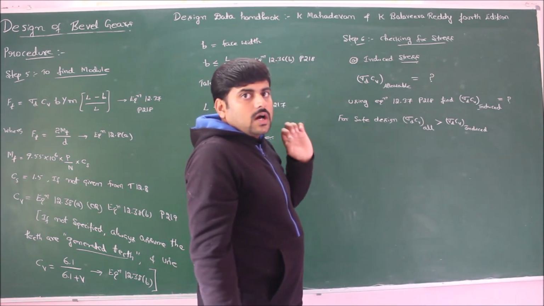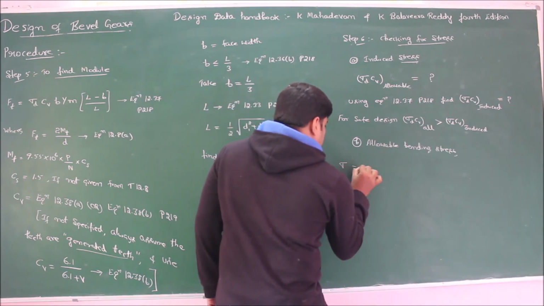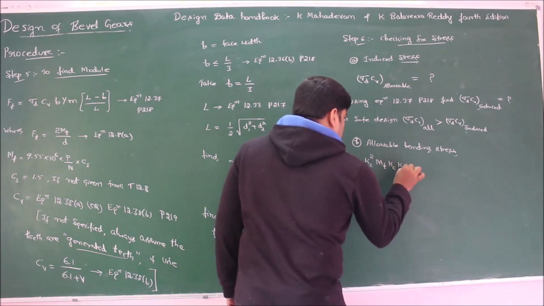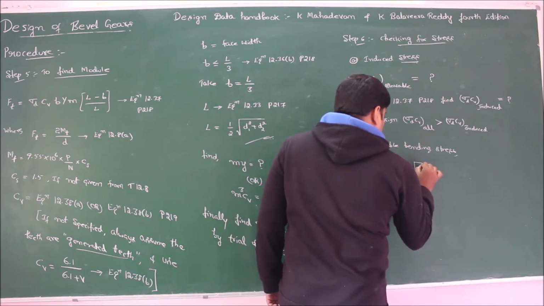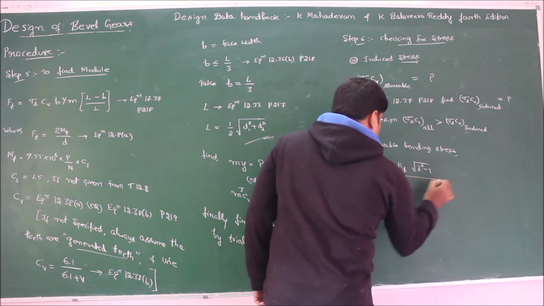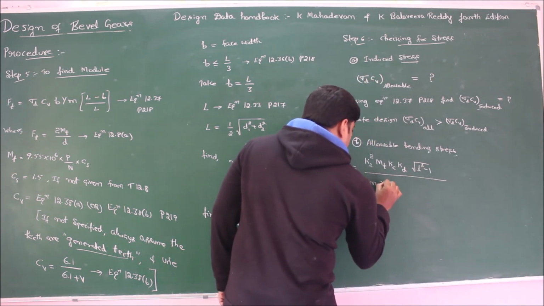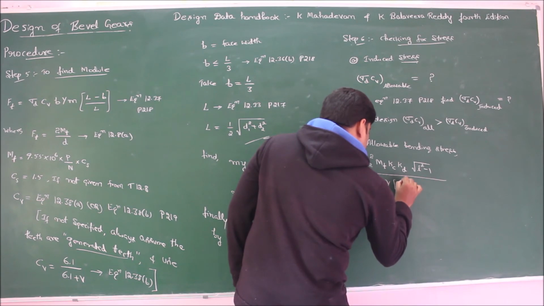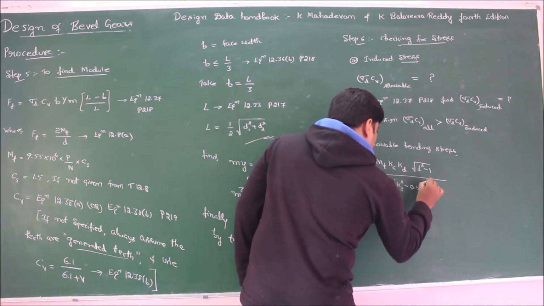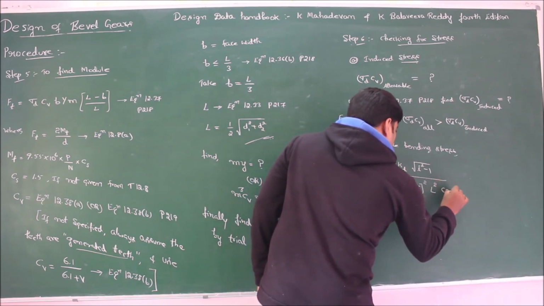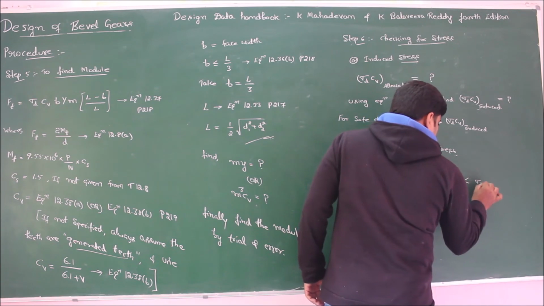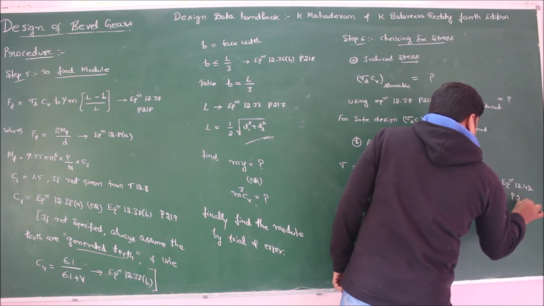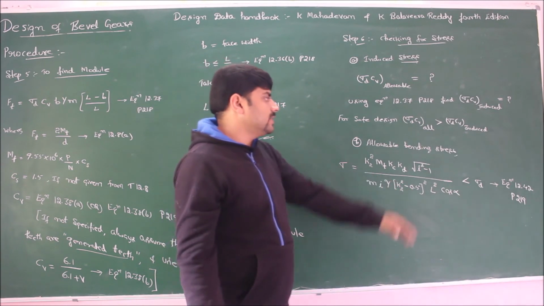And also you should check for allowable bending stress, which is given by sigma is equal to k2 square mt kc kd root of I square minus 1 whole divided by module into I capital Y k2 square minus 0.5 whole square L square cos alpha should be less than sigma d, which is given by equation 12.42, page number 219. So this equation should be satisfied.